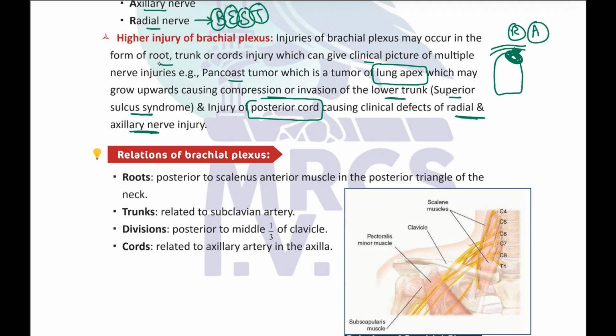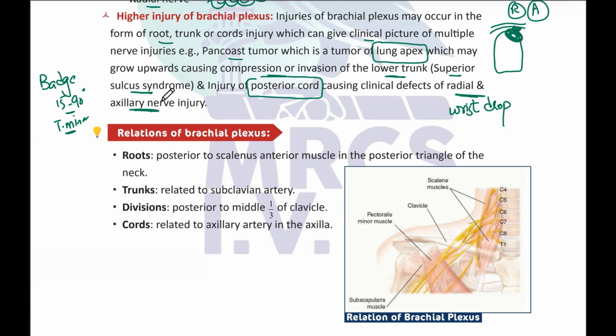With radial nerve damage, there could be a wrist drop, and with axillary nerve damage, there will be failure of the 15 to 90 degrees of abduction. Internal rotation will be present, but external rotation might get a bit weakened, and there will be loss of sensation from the badge area. So you need to remember all of these findings.